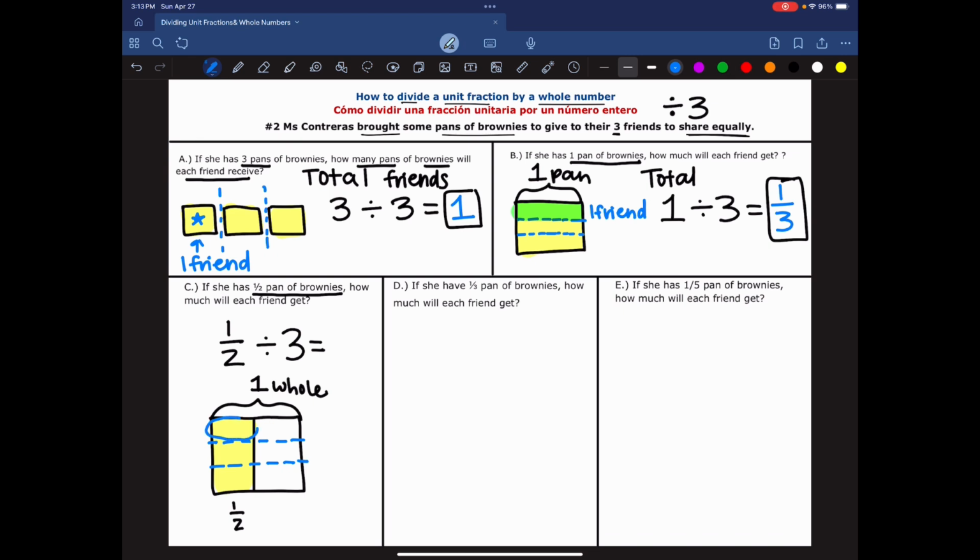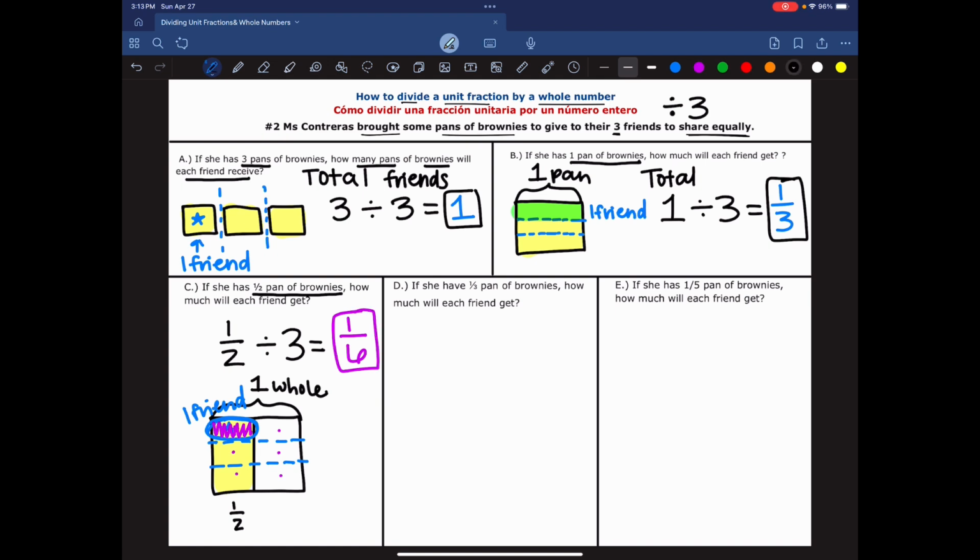My final answer is going to be the number of shaded pieces each friend will receive. Looking at my first friend, they will receive 1 out of 6 total pieces of brownie. 1/2 divided by 3 equals 1/6.